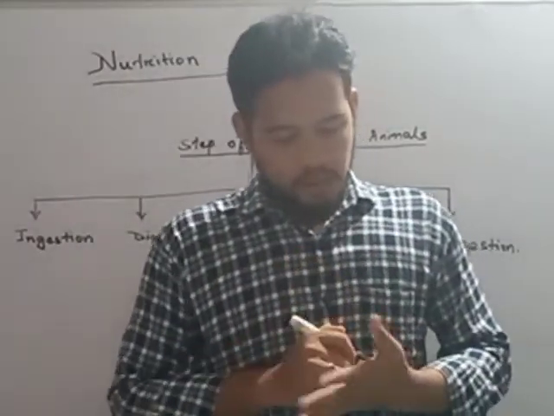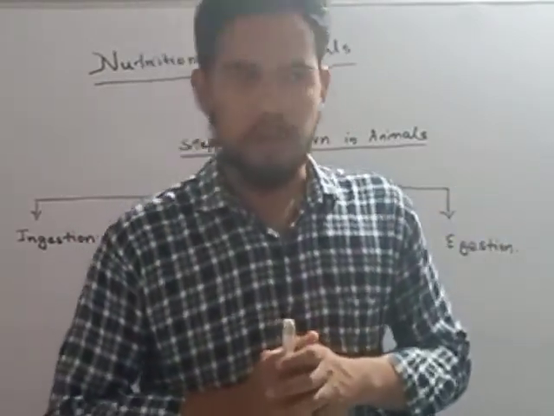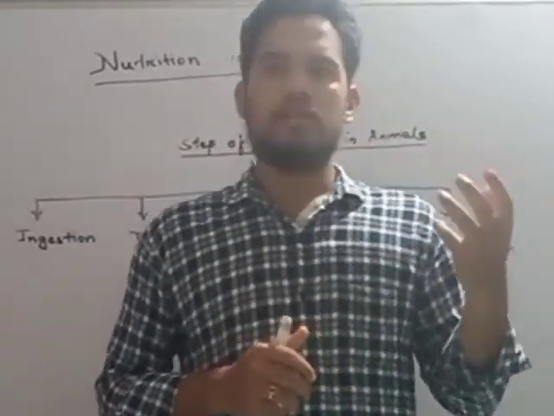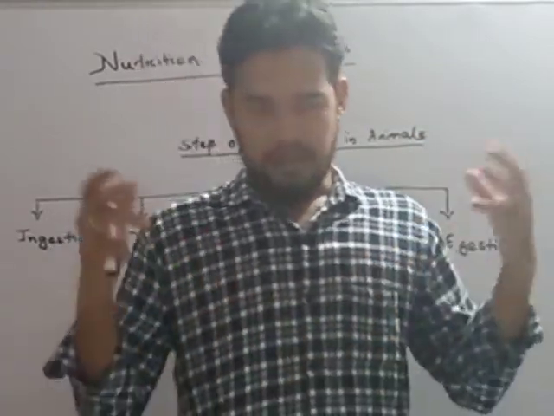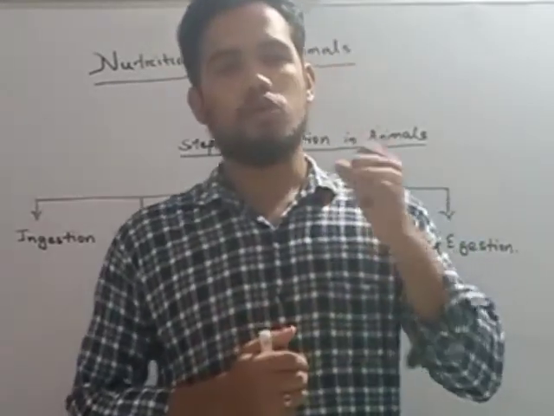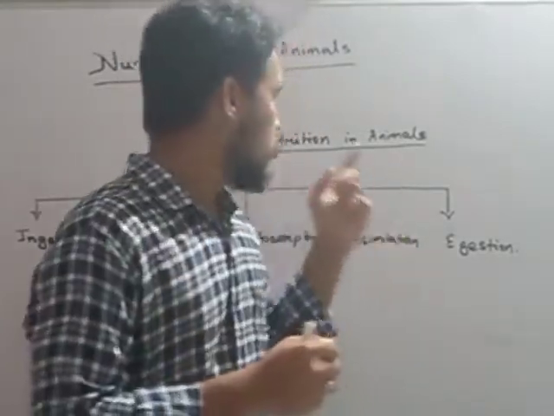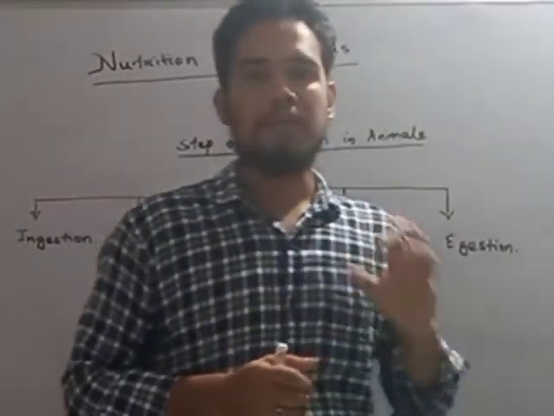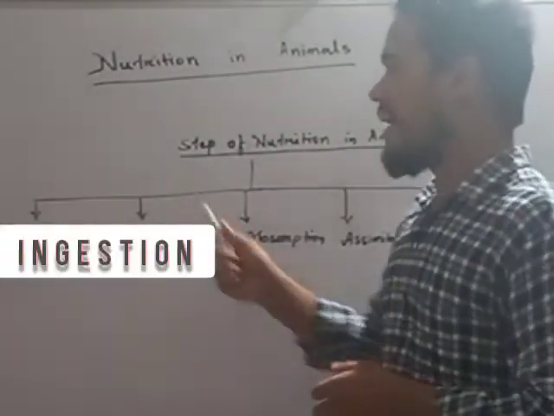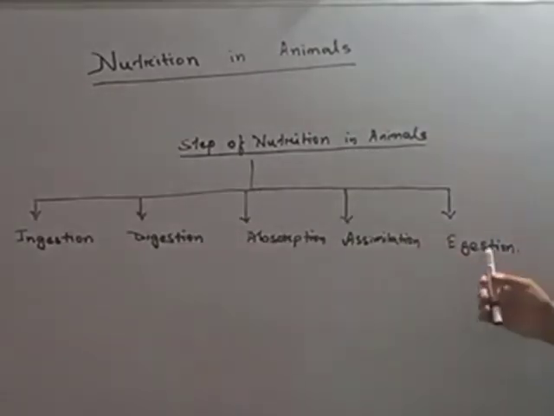So in this chapter we will study some steps in nutrition. Different organisms, different animals take food in different ways by using different types of organs. So the first topic is steps of nutrition in animals. Basically, five steps are there in nutrition in animals. The first one is ingestion, then digestion, then absorption, then assimilation, then egestion.